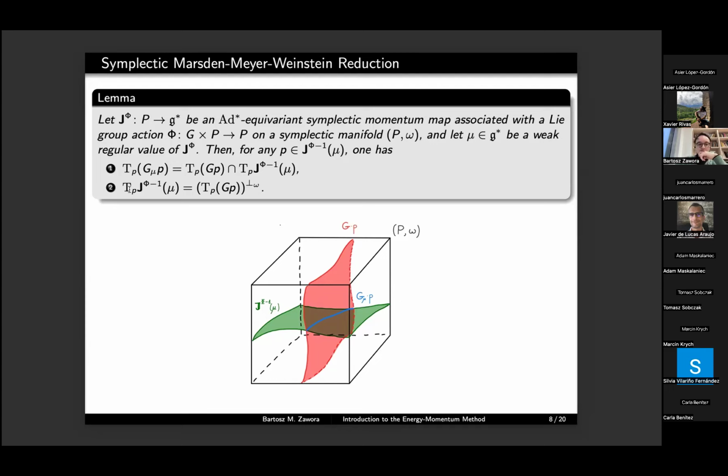The second thing is that the relation between the tangent space to the orbit and the tangent space to the level set of a symplectic momentum map is given by this relation. So the symplectic complement of the tangent space to the whole orbit is given by the tangent space to the level set of a symplectic momentum map.